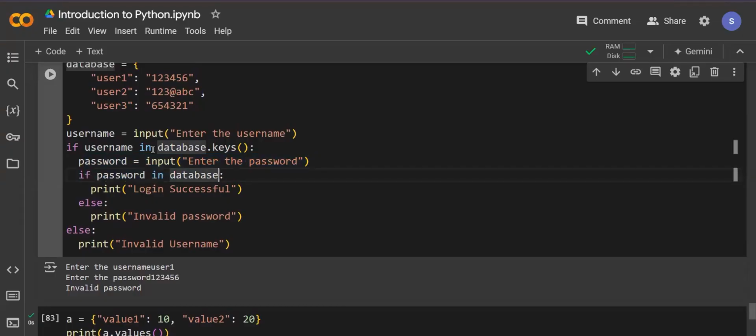Now let's check: if password in the database dot, it is keys now? No, it is values. It is values now because it is checking for this particular password. It is not checking for keys now. It is checking for the password now. Now let us check whether this is working or not.